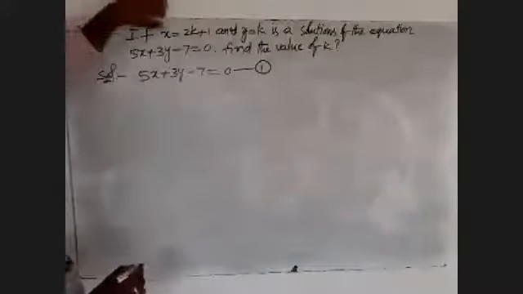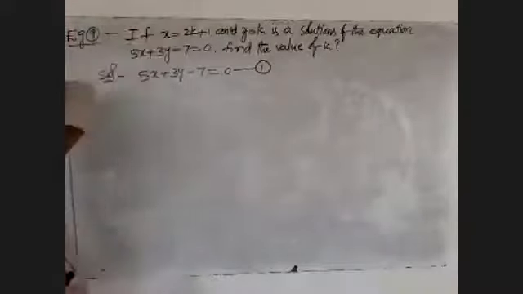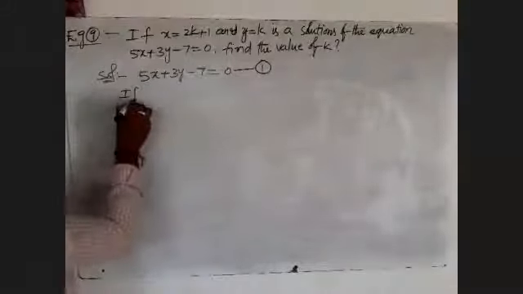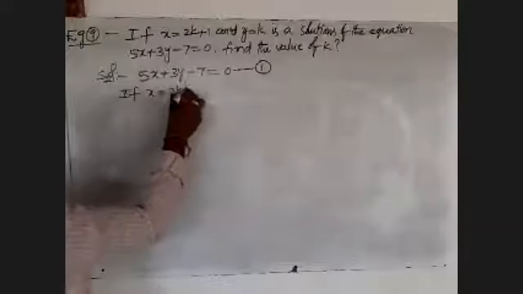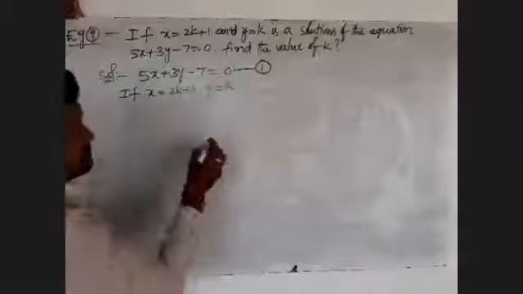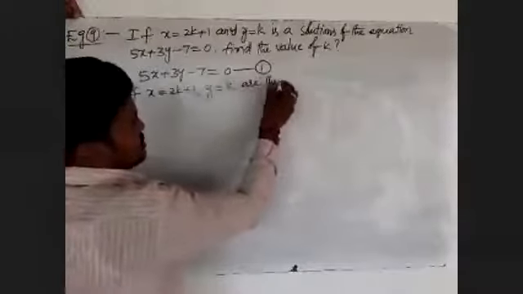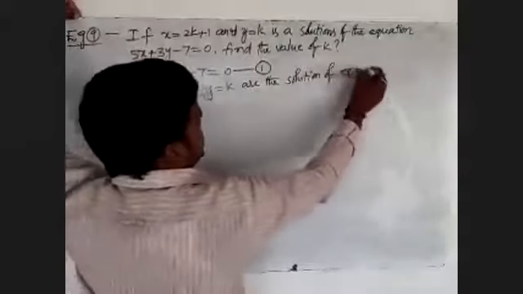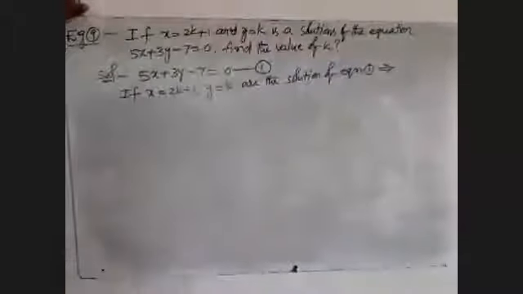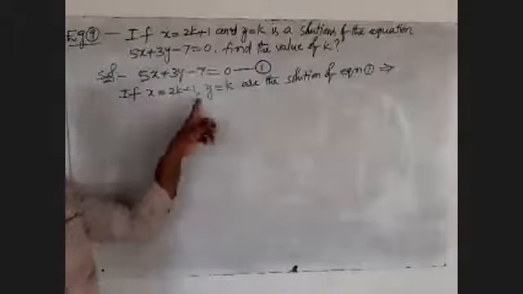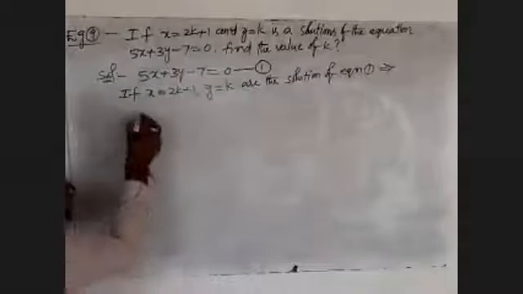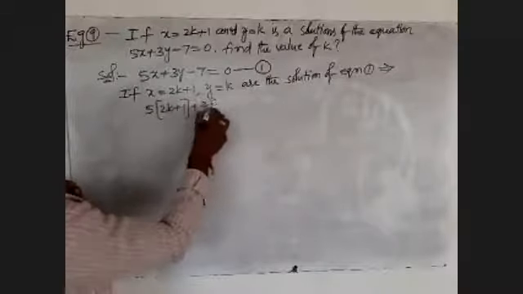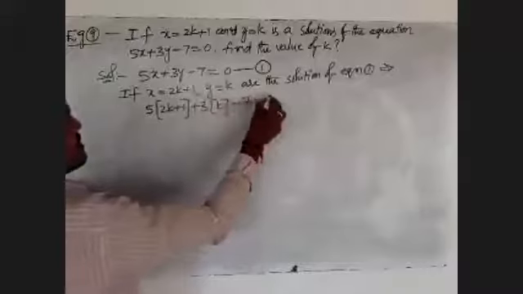We'll write x is equal to 2k plus 1 and y is equal to k is a solution of equation 1. I will write, if x is equal to 2k plus 1, y is equal to k are the solutions of equation 1, that implies what I have to write? I will substitute x with 2k plus 1, y with k. We will write 5 into 2k plus 1 plus 3 into k minus 7 is equal to 0.